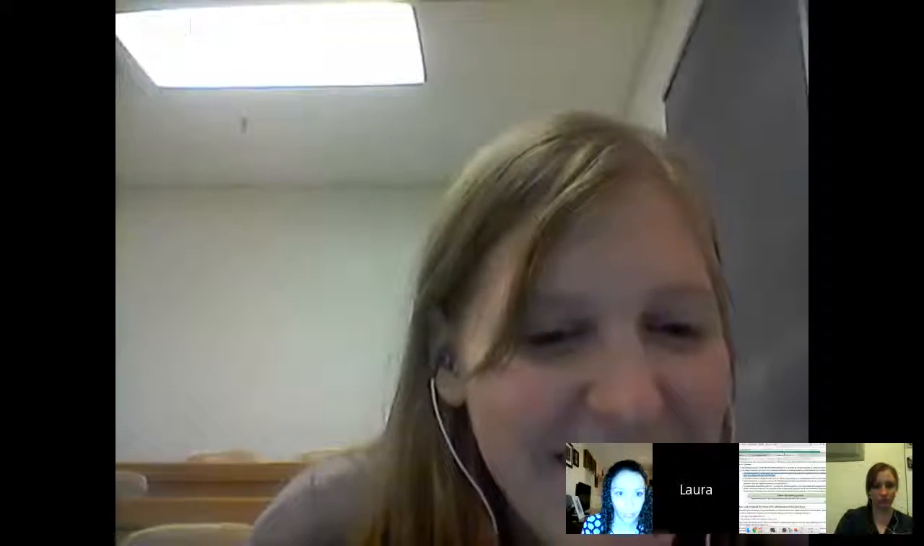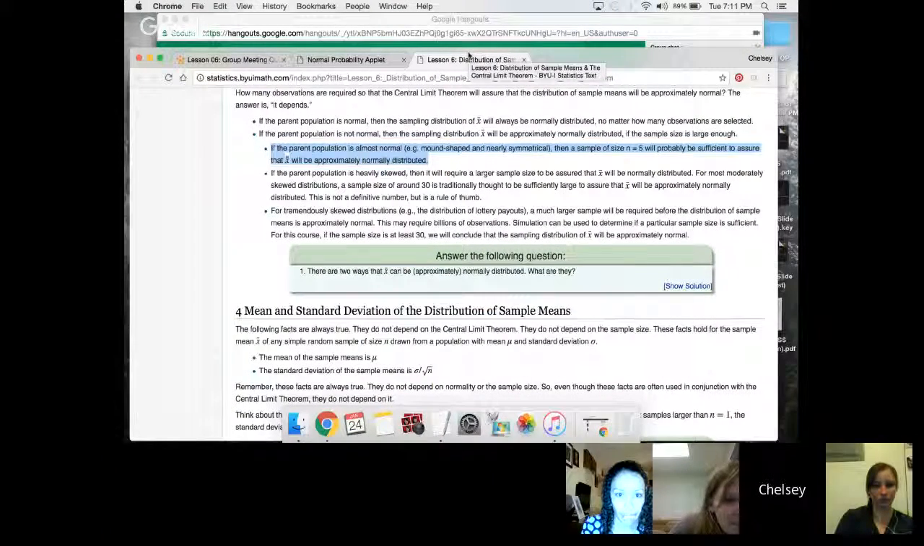Oh, yeah. So if the parent population is almost normal, then the sample size of n equals 5 will probably be sufficient to assure that X will be approximately normally distributed. Does that not apply to question 3? If you go further down, you can. One second. The only thing is that little spot in the book doesn't say anything about it being skewed, so I'm not quite sure if it would be normal or not.